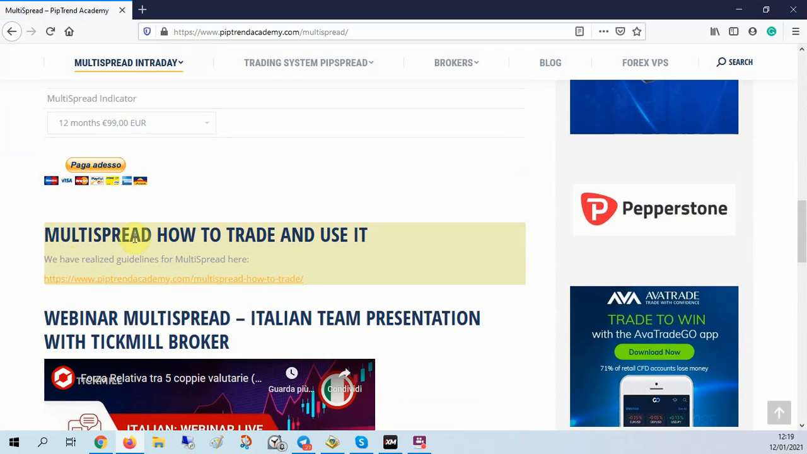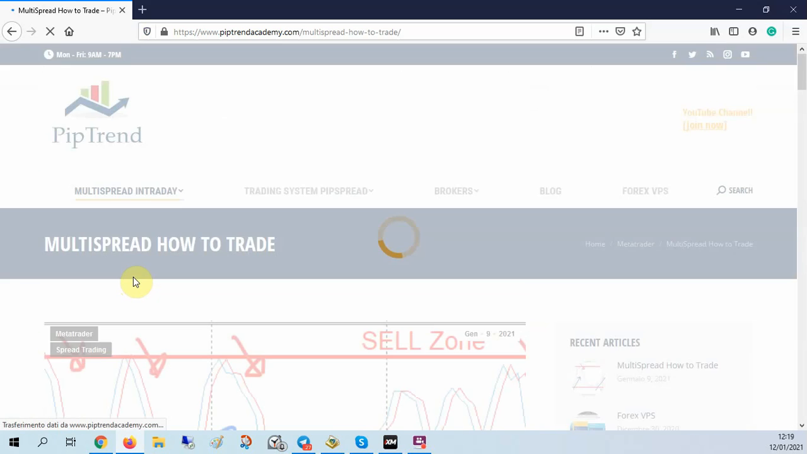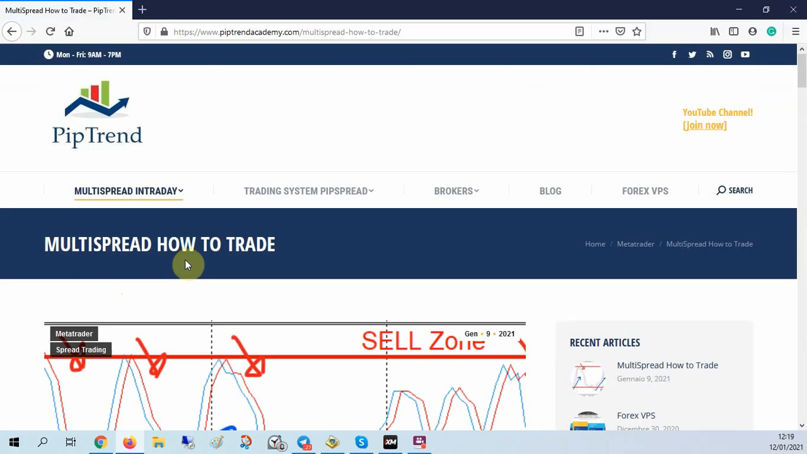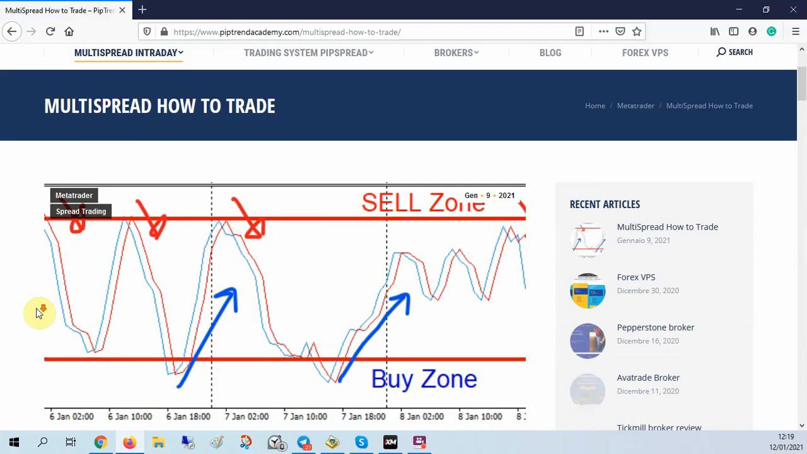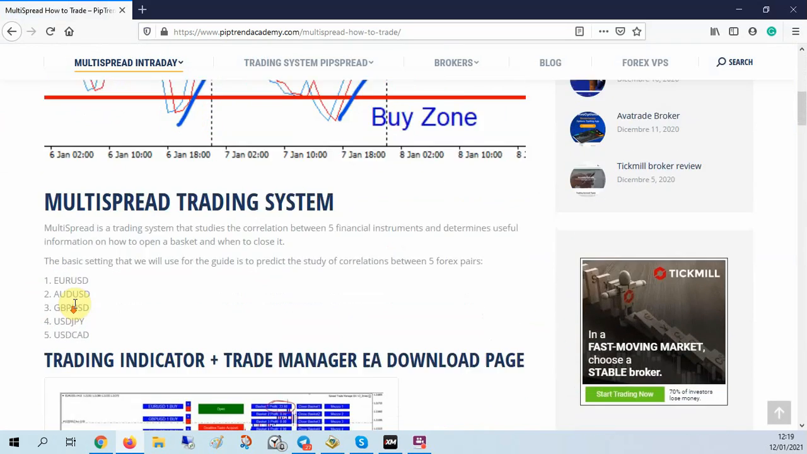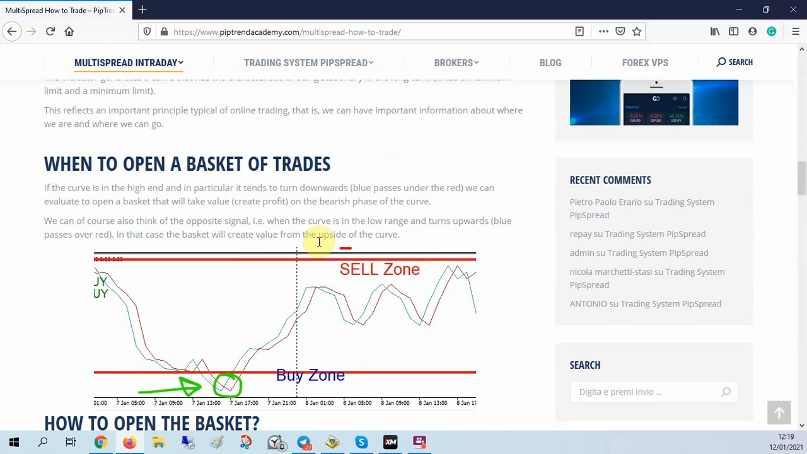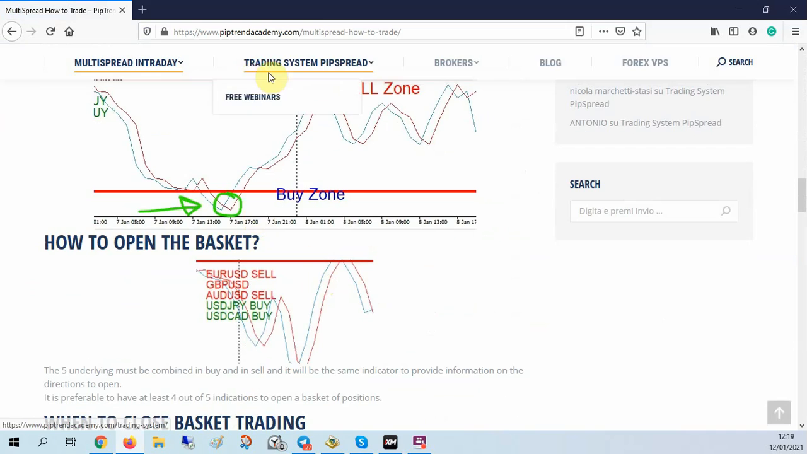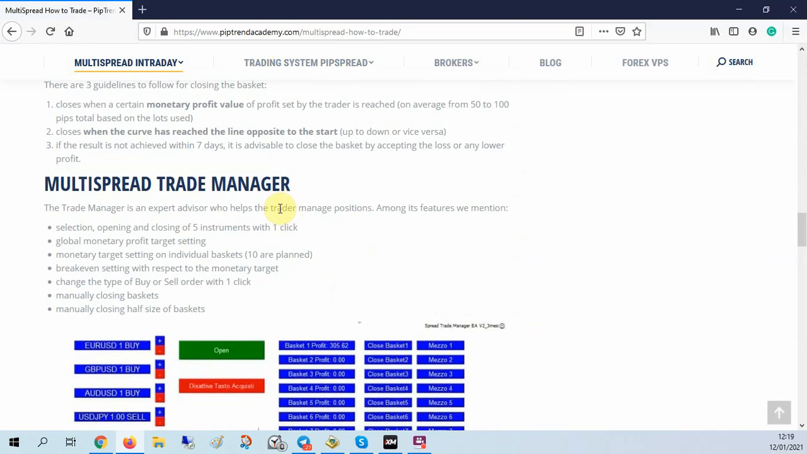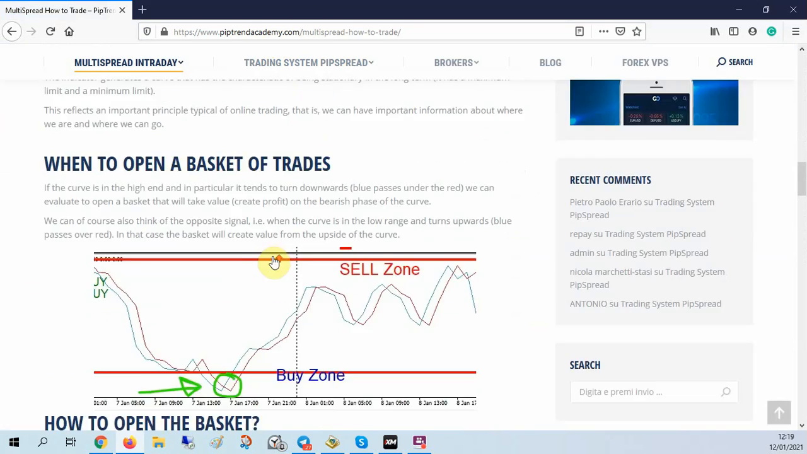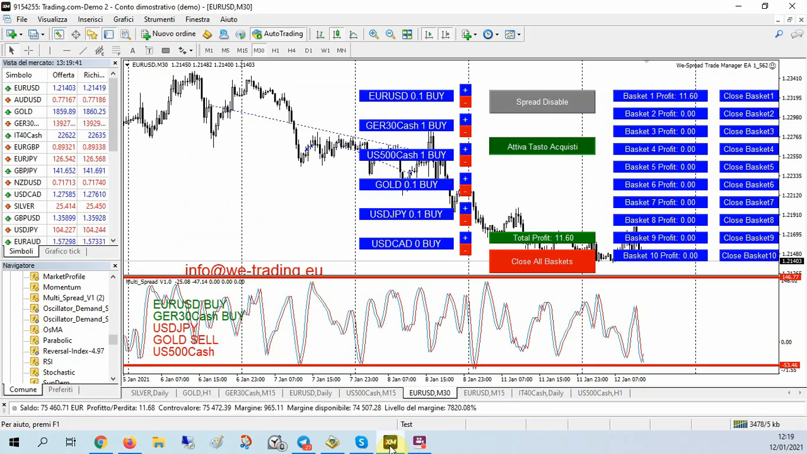Now we need to understand how to trade with this instrument, and we have an online guide for you, with a lot of examples and specifications, and I assure you that you can read it all the time you need. But for now, we will do an online and live trade to understand better how it works.